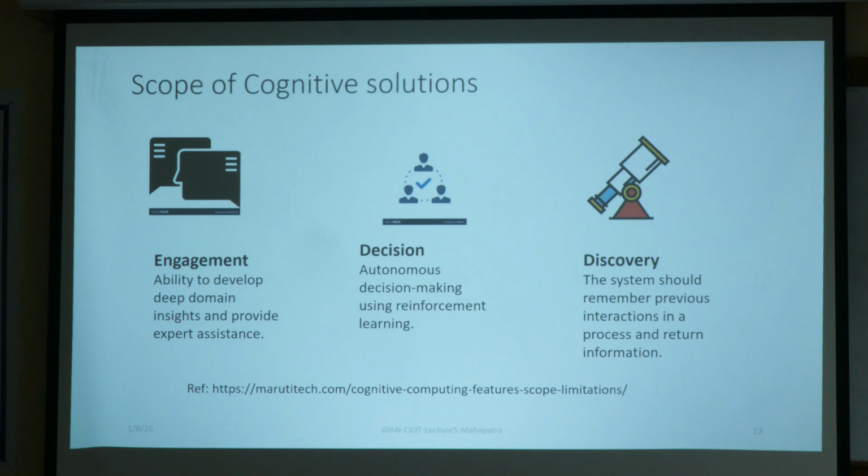What are the scopes of cognitive solutions? There are several scopes, a few of which are engagement, that is, its ability to develop deep domain insights and provide expert assistance. It is capable of making decisions in an automatic fashion using reinforcement learning. And also, it goes into discovery mode. The system should remember previous interactions in a process and return information. This is your discovery.